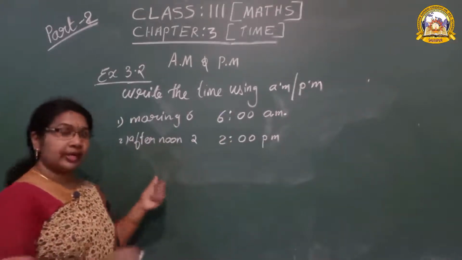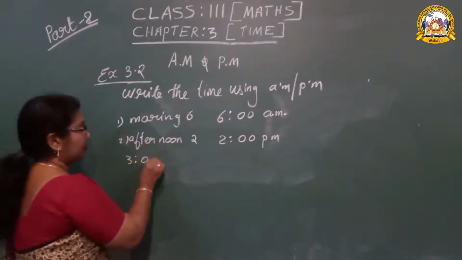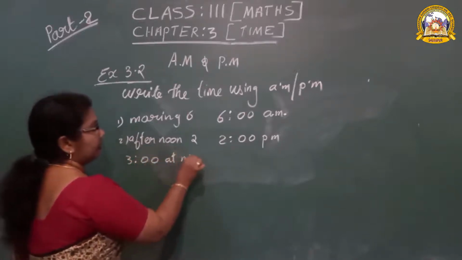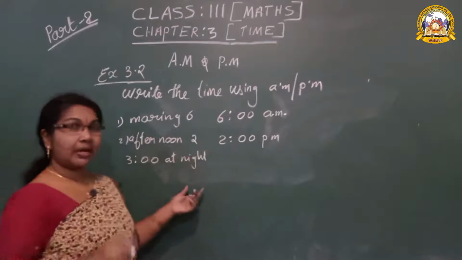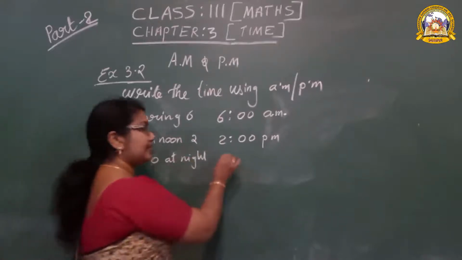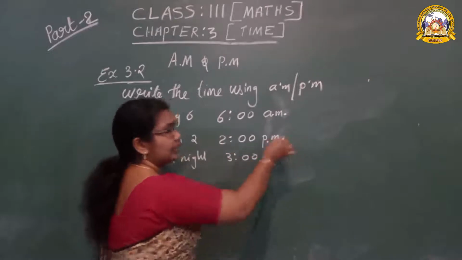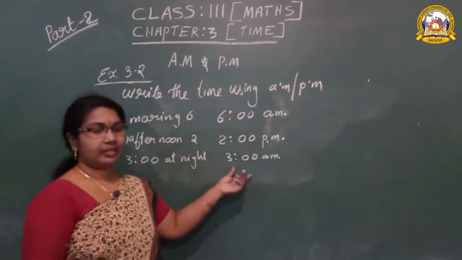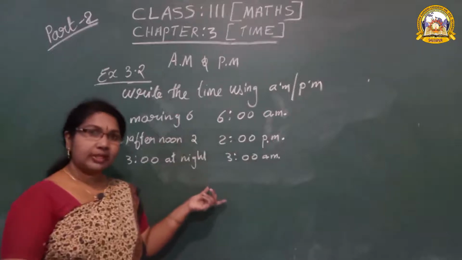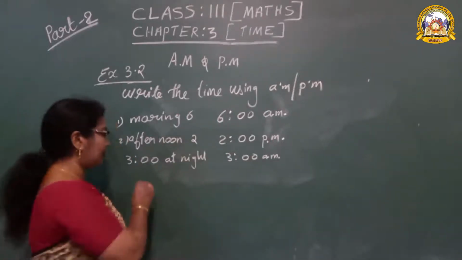3 o'clock at night. Can you say if it is AM or PM? At night 3 o'clock, that is AM. 3 AM. You should use 3 AM. Then 11:45 in the morning.